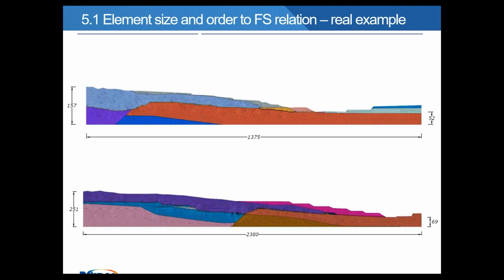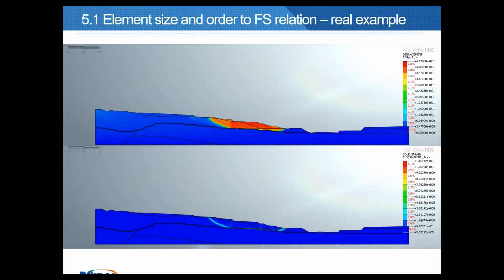The same analysis I performed for more complicated structures. This is one dump of our open pit mine in Poland. And here we have some results: displacement, or solid strain equivalent. This is what we usually show when we want to show the slip surface of the landslide.